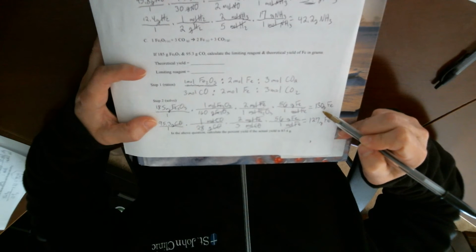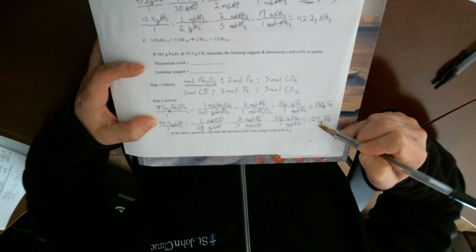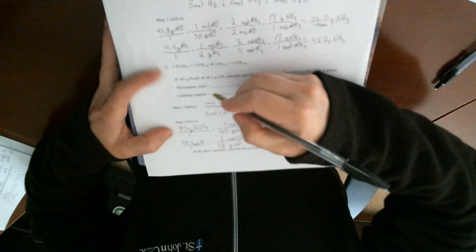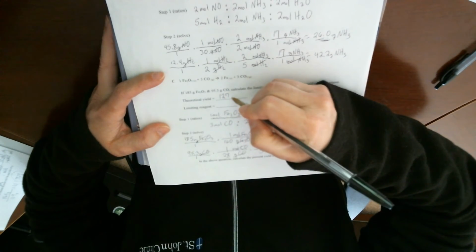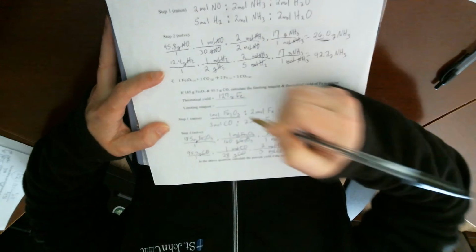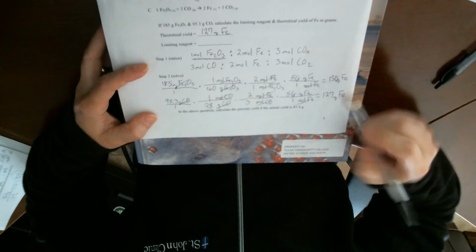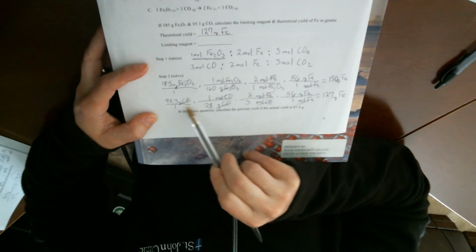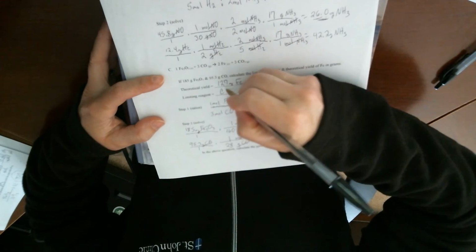So our numbers that we're comparing are the 130 and the 127. 127 is the smaller of the numbers, so our theoretical yield is 127 grams of iron. And what ingredient was associated with that? CO. So my limiting reagent is CO.